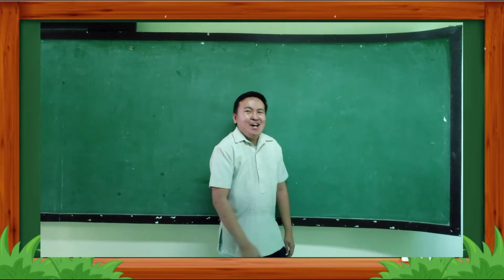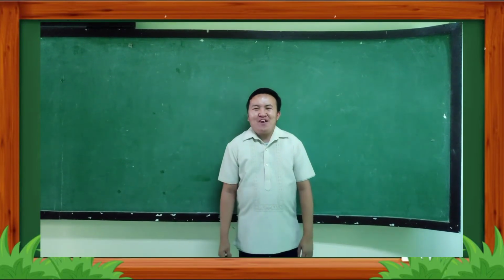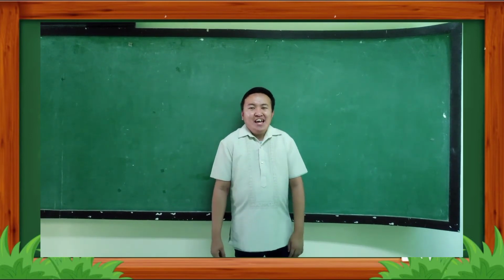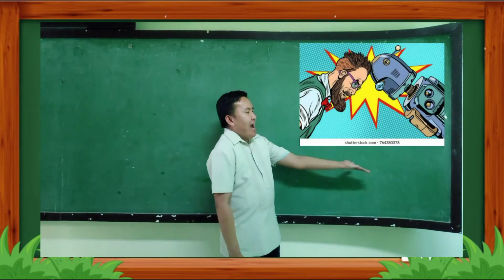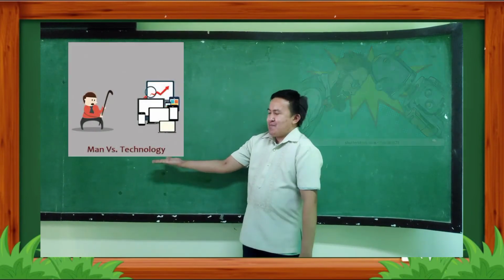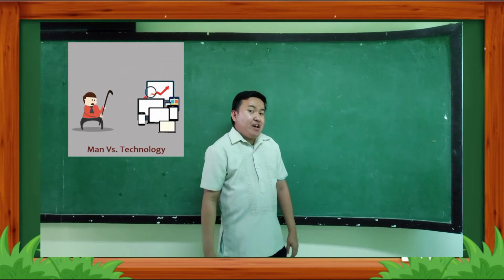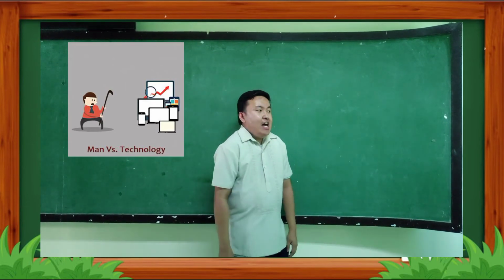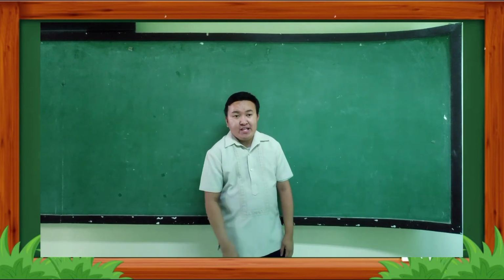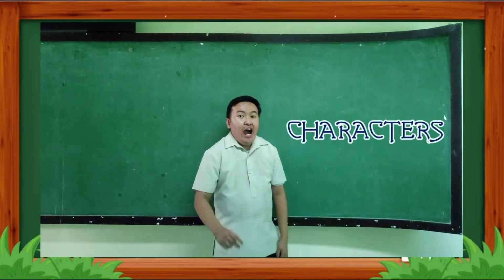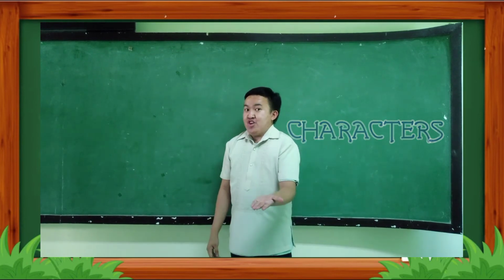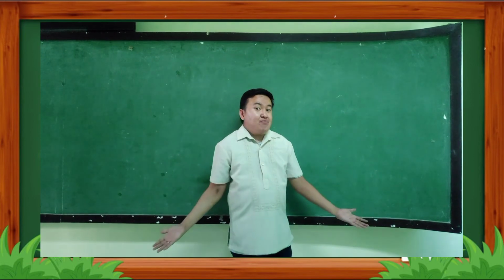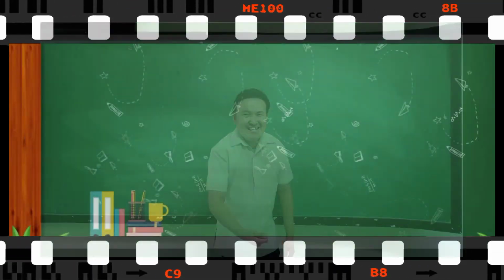Let's now proceed to the last subtype of external conflict. The last subtype of external conflict is what we call man versus technology. In today's modern era, wherein technology is prevalent, authors have made it a point that characters are having a problem or a struggle with technology, such as robots, artificial intelligence, and the like.